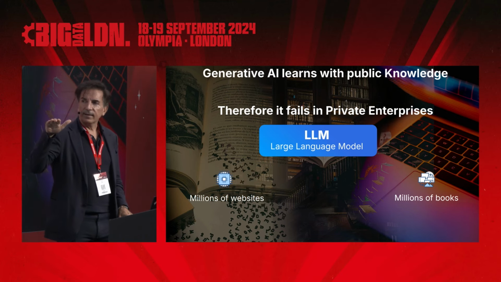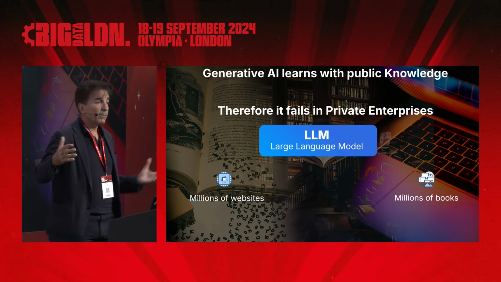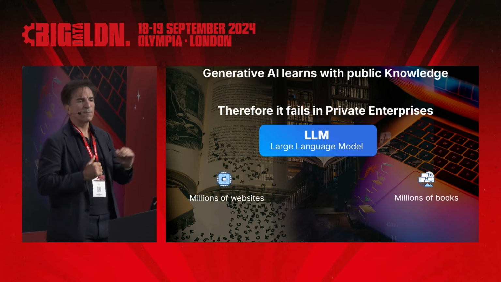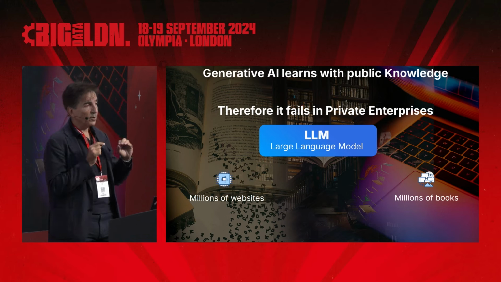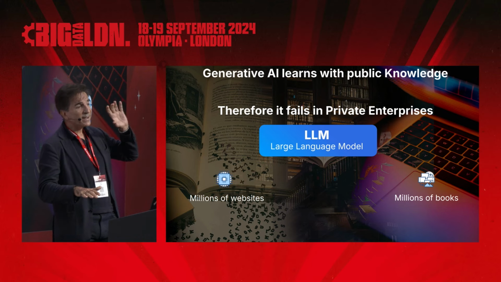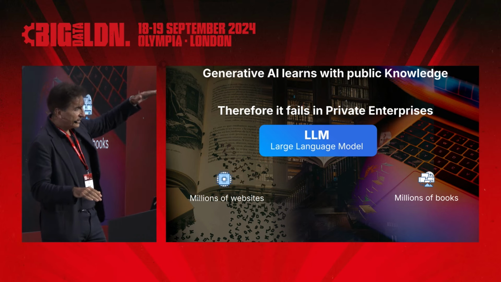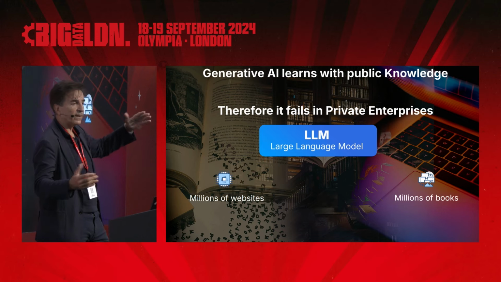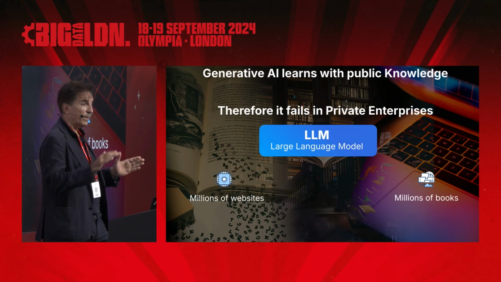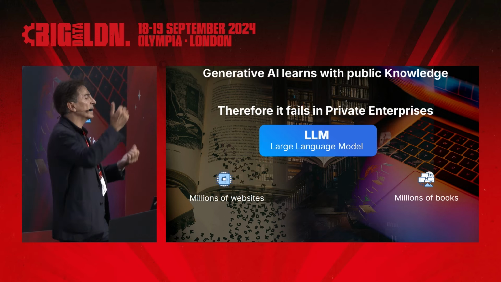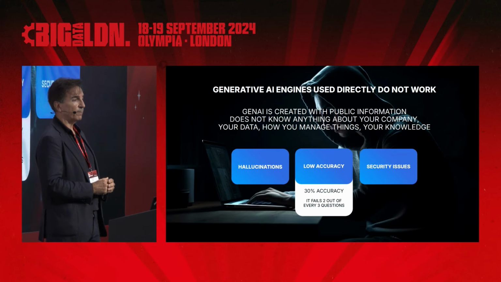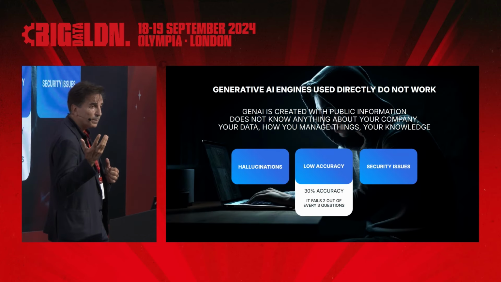Because we are generating a GenAI engine with public information. Millions of websites, millions of books, public information. But the information and the knowledge of your companies is private. So if you ask a GenAI engine something about your company, it will fail. It doesn't have a single clue, not at all, because it's only managing public knowledge.